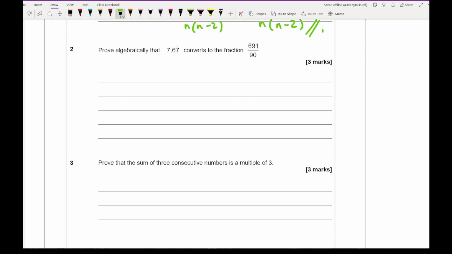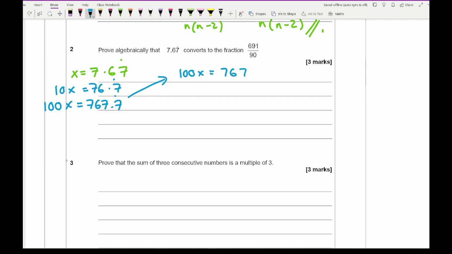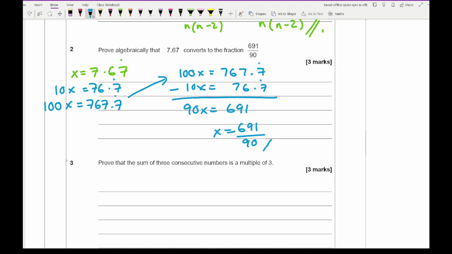Moving on to question 2, it says prove algebraically that 7.67 recurring converts to a fraction of 691 over 90. So again, making the decimal equal to x, I then multiply both sides by 10, so I get 76.7 recurring, multiplied by another 10, so I get 767.7 recurring. Taking these two, I get 100x equals 767.7 recurring and 10x equals 76.7 recurring. If I take the two things away, I get 90x equals 691, so x equals 691 over 90.